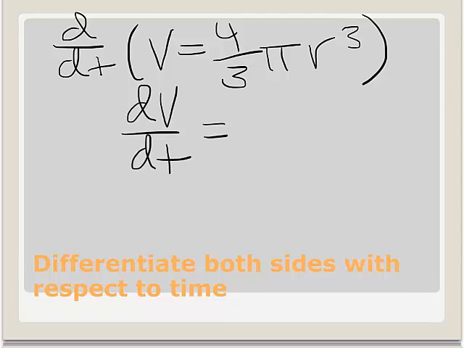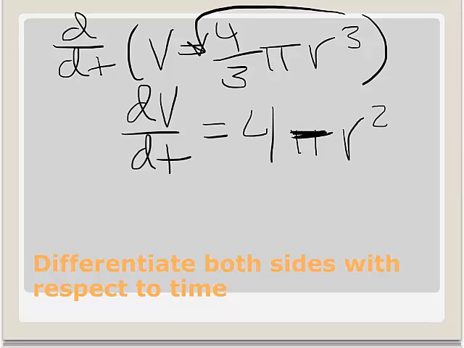So to do the power rule, basically the 3 would come down in front here and get multiplied to the 4/3. So that would just leave me with a 4. And then of course I just leave the pi there because pi is just a constant. And it'd be r squared since you subtract 1 from the power of 3 to get power of 2. So that was the power rule and the constant multiple rule right there.